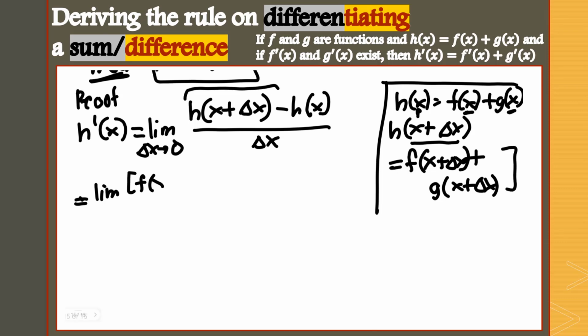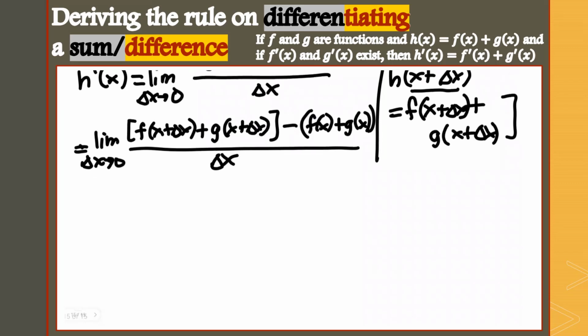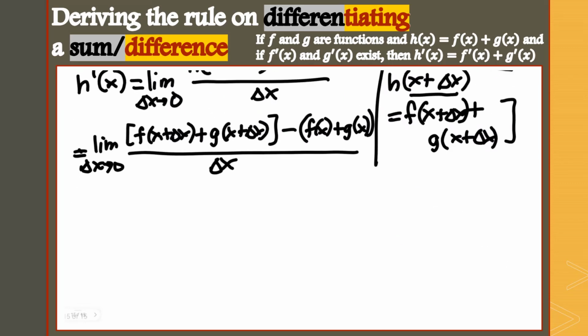f of x plus delta x plus g of x plus delta x, okay, minus our h of x, which is actually the sum of the two, okay, f of x plus g of x over delta x as delta x approaches 0. Okay, hopefully you're following. We are just doing substitution.